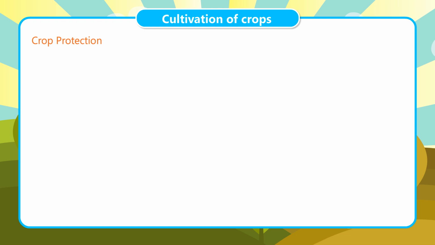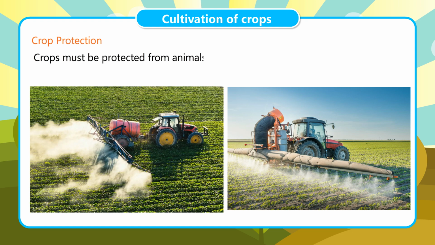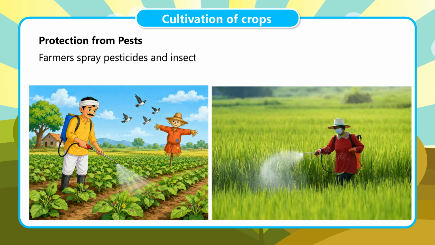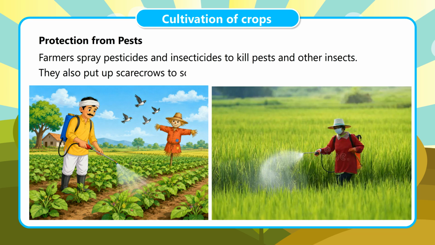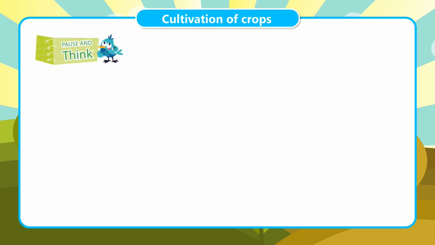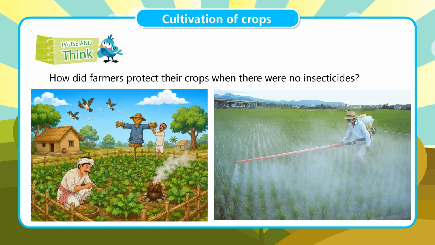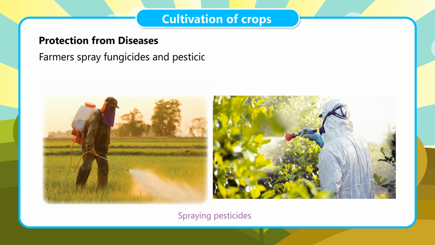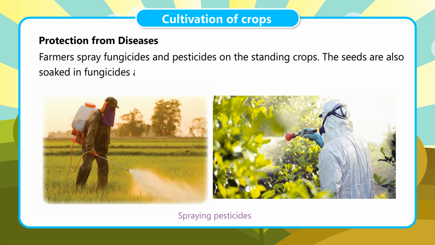Crop protection. Crops must be protected from animals and insects, as they can also harm them. Protection from pests. Farmers spray pesticides and insecticides to kill pests and other insects. They also put up scarecrows to scare away birds. Pause and think. How did farmers protect their crops when there were no insecticides? Protection from diseases. Farmers spray fungicides and pesticides on the standing crops. The seeds are also soaked in fungicides and antibiotics before sowing them.